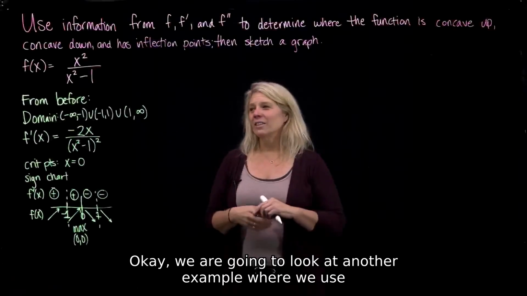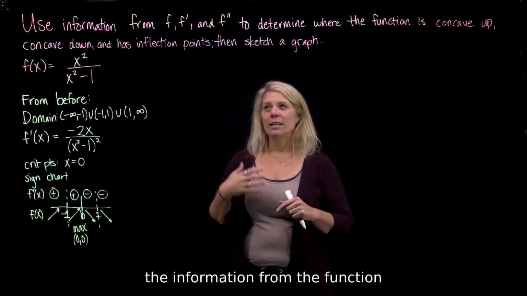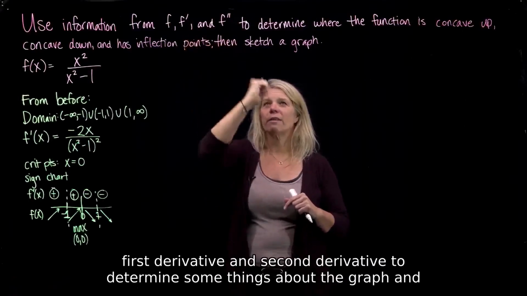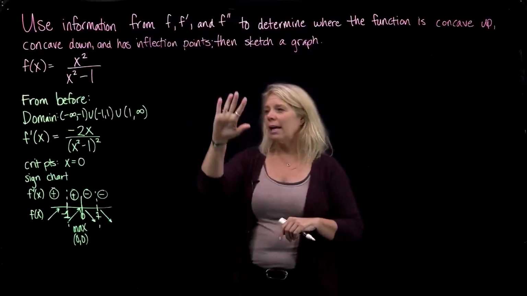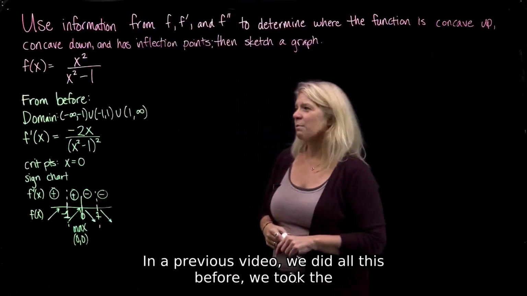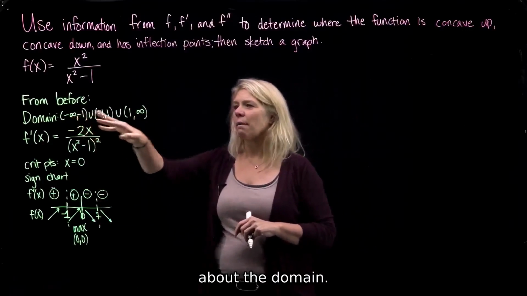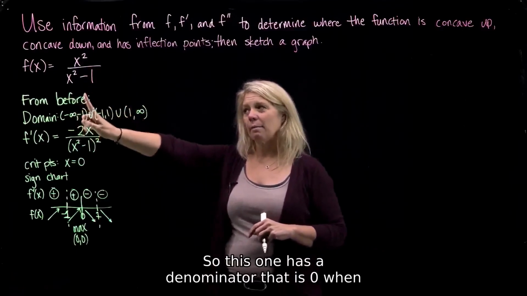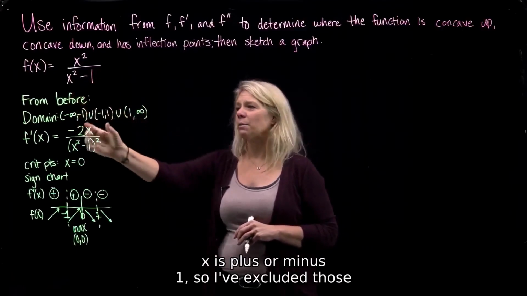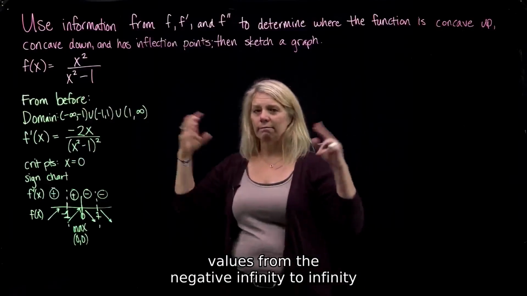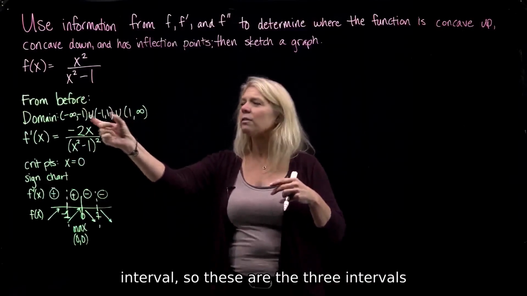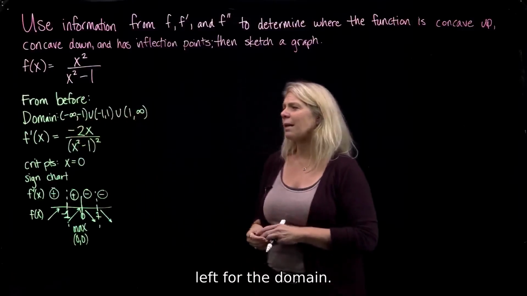Okay, we are going to look at another example where we use the information from the function, first derivative, and second derivative to determine some things about the graph and sketch a graph. In a previous video, we did all this before. We took the original function and thought about the domain. So this one has a denominator that is 0 when x is plus or minus 1. So I've excluded those values from the negative infinity to infinity interval. So these are the three intervals left for the domain.